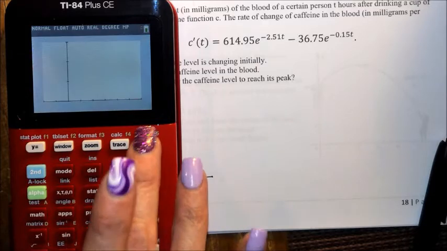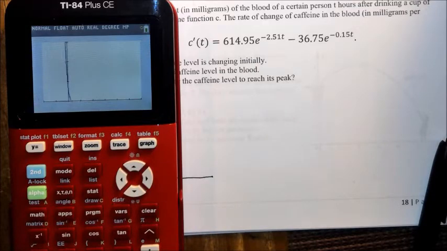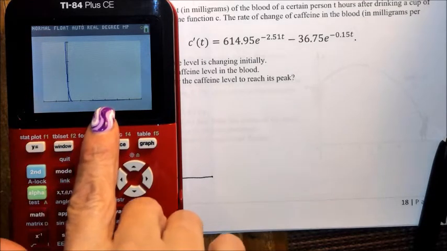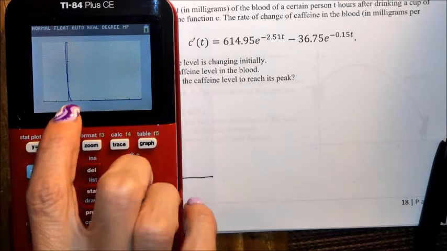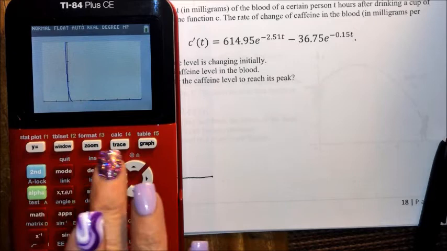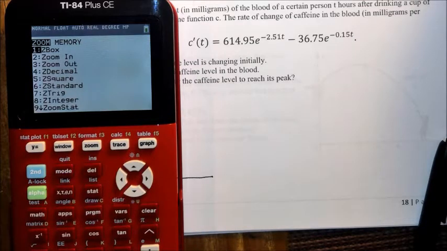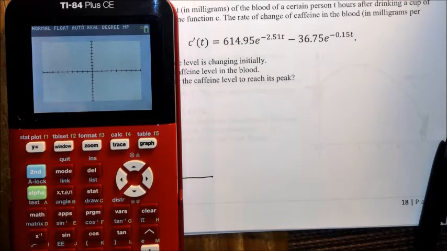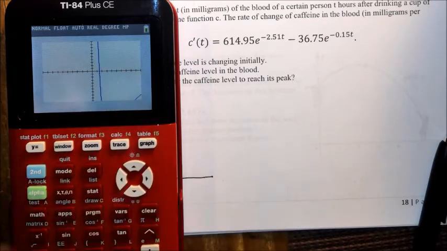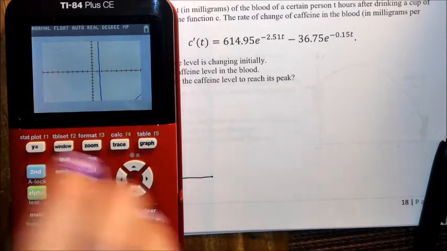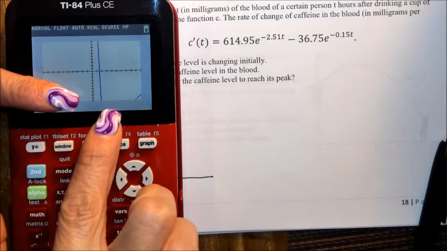Okay, I'm going to graph it. My goodness, that's a rough one. Oh, there it is. I can tell that it kind of drops down there. I'm going to do zoom fit, number 6, just so I can see it. Oh, okay, it looks like it goes down and then it comes back up, right? So I don't really know what it's doing.